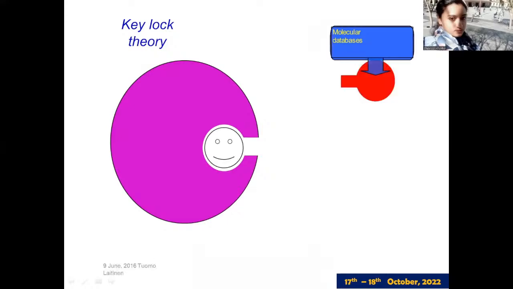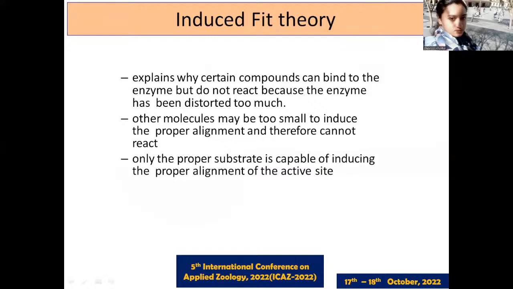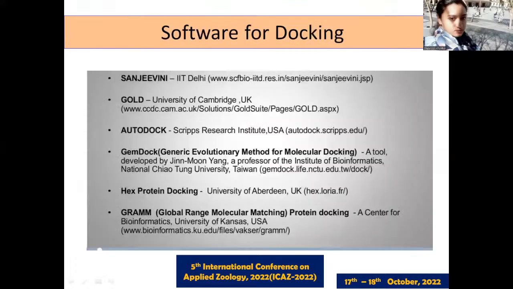So next, you can see that the binding site of the enzyme and substrate have the same shape and structure, so they can attach and make the product. Loose-fit theory explains that certain molecules bind with the enzyme but do not react, because the enzyme is sometimes distorted by molecules, or other molecules are too small to produce the proper alignment, and only the proper substrate is capable of producing proper alignment with the active site of the enzyme.